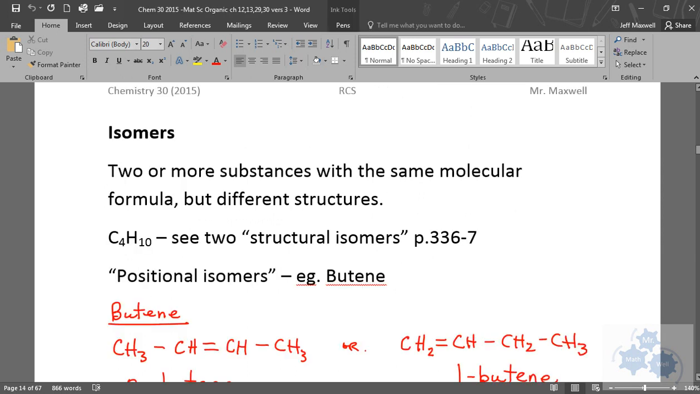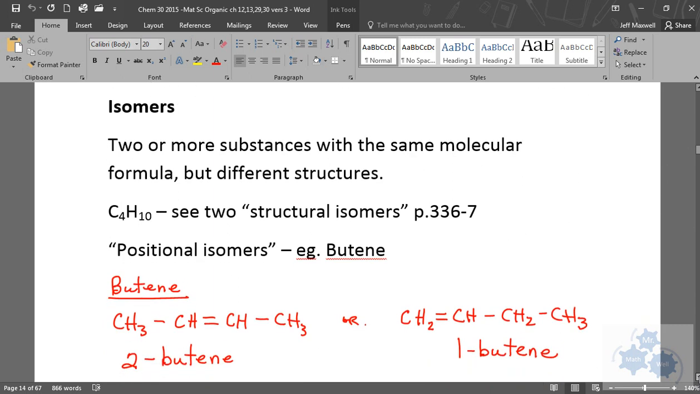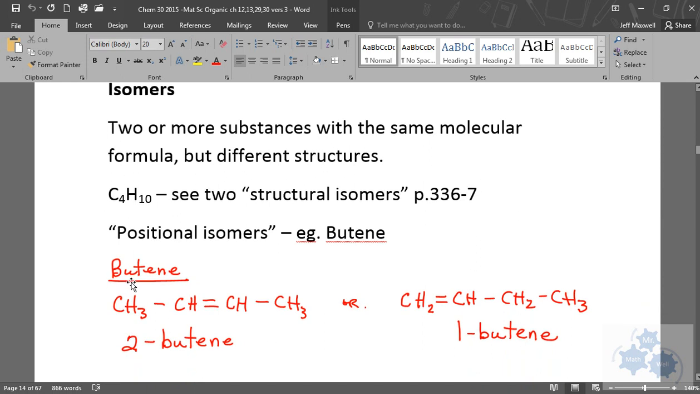Then we talked about isomers, okay? Isomers. Now, two or more substances with the same molecular formula but having different structures are called isomers, okay? If we have something like C4H10, all right, on page 336-7 you see two structural isomers, and a positional isomer would be like this. So, for example, butene, right? We can have the double bond between carbons 2 and 3 in the chain, or between carbons 1 and 2 in the chain.